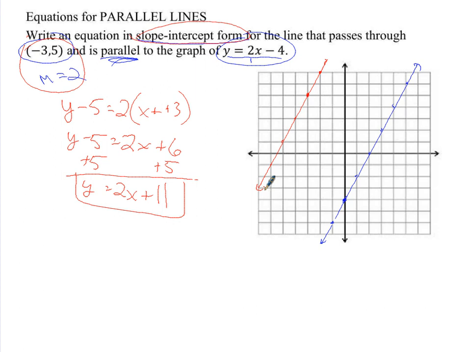The other way you could have graphed it is to say, okay, I know that point is sitting right there, and I know my slope is 2, so I'm just going to go from here up 2, right 1, now I'm out of space, and then down 2, left 1, and so on. So that's how you can graph it.